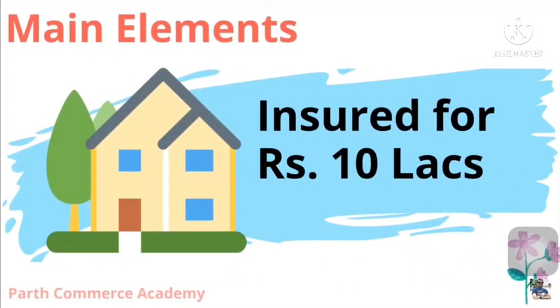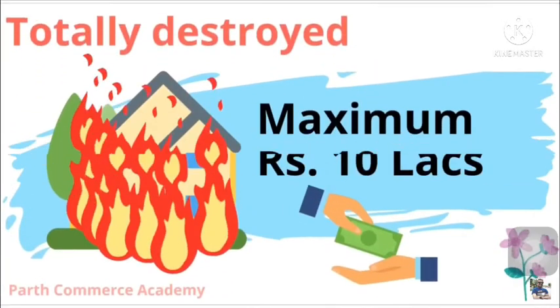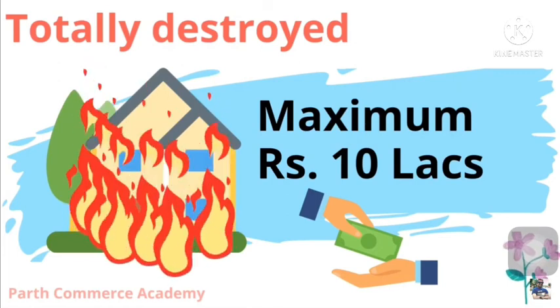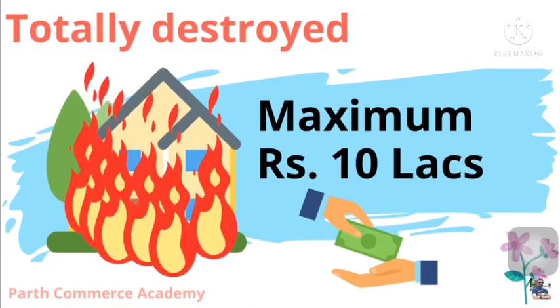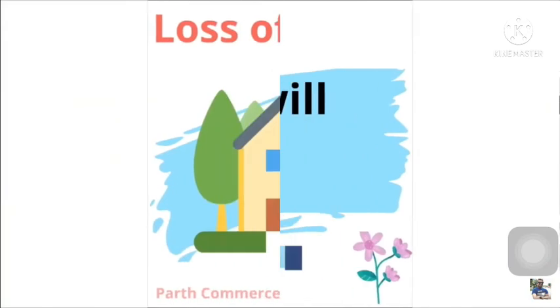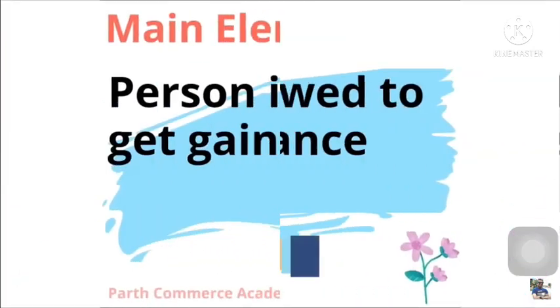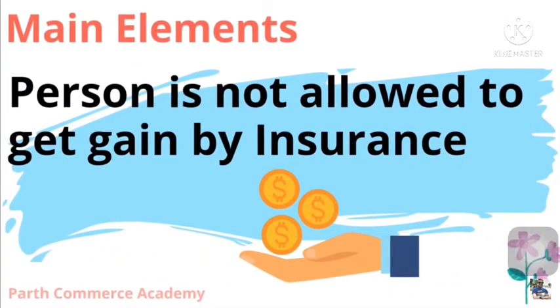Suppose you are taking insurance of your house of rupees 10 lakh. So in the case of total destruction of your house by fire, the insurer will pay you rupees 10 lakh only, maximum 10 lakh only. If your loss amount is rupees 2 lakh, you will get rupees 2 lakh only, not the policy amount of rupees 10 lakh, because a person is not allowed to gain by insurance.